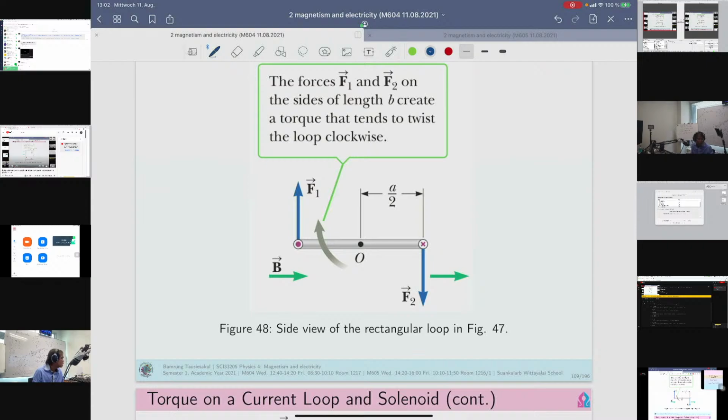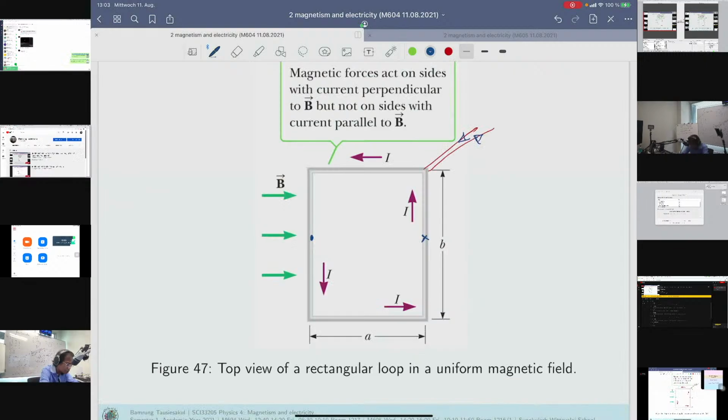We need to determine the direction of the force. If we take a look at this, F1 is going to point here, directed upward, out of the screen. And the force F2 has the cross sign here, pointing down, according to this notation. So how could we find it?